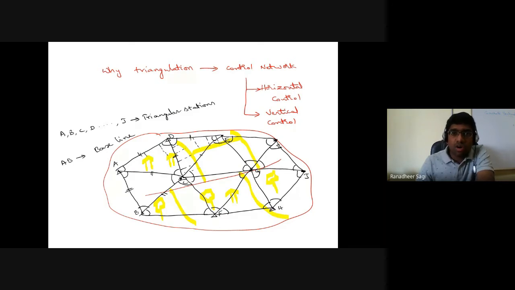So likewise, I can go on to find out the lengths of all the other survey lines existing in this particular control network which I have represented.